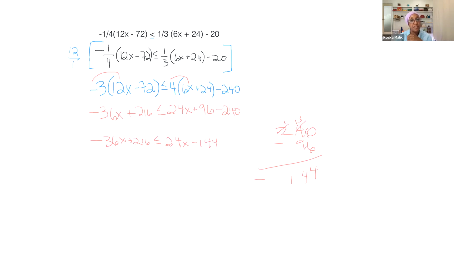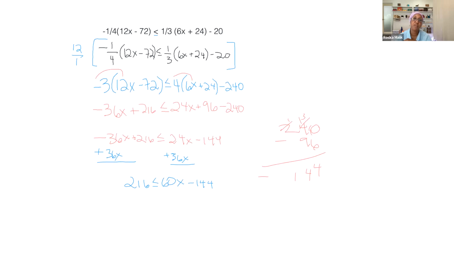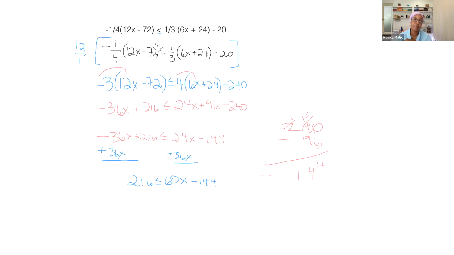And then I'll put 36x to the right side with the 24x. So plus 36x, plus 36x. So I have 216 less than or equal to 60x minus 144. And I'll take the minus 144 to the other side. Plus 144, plus 144.